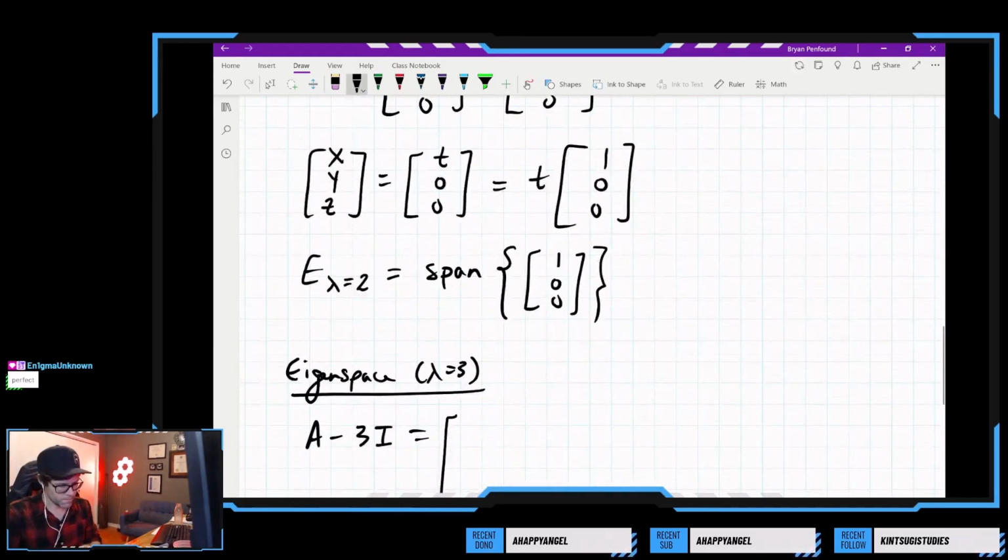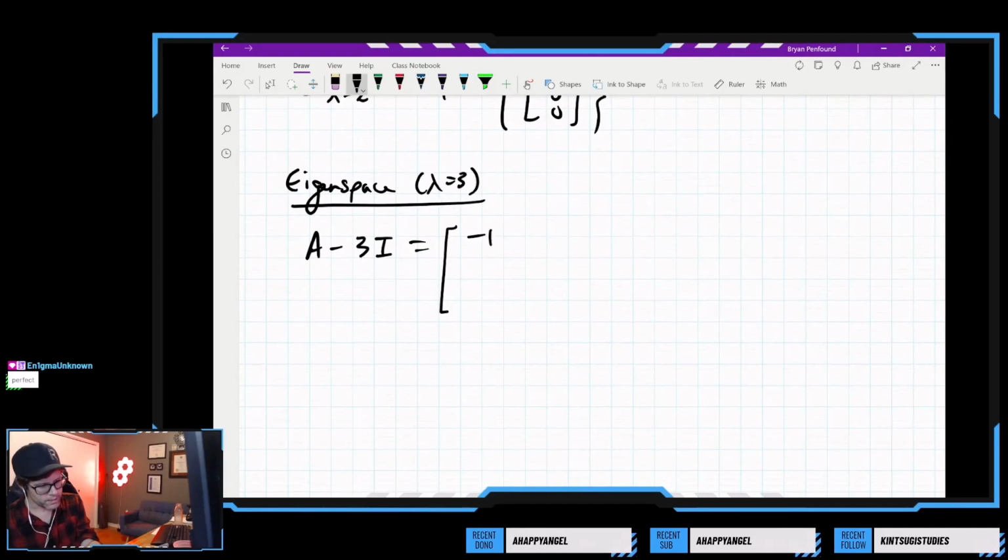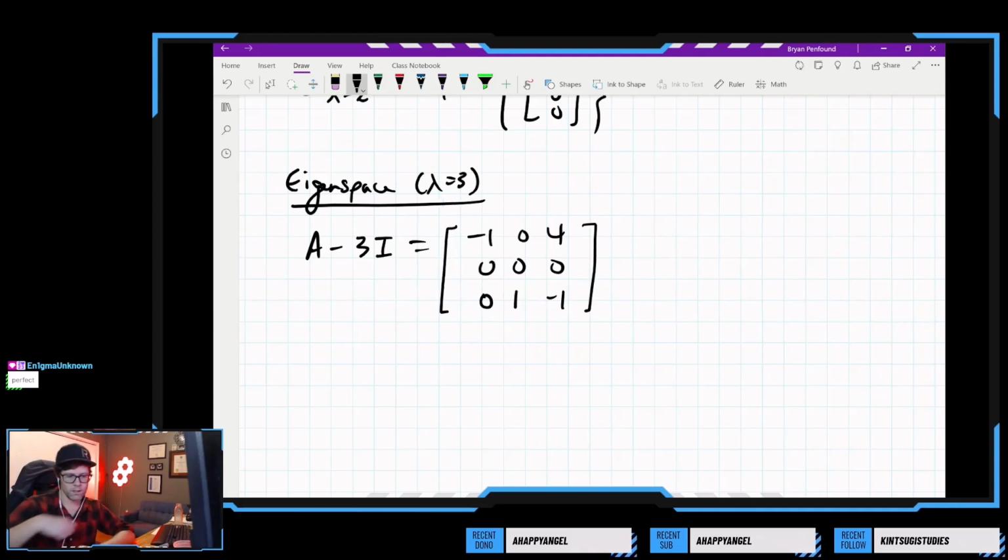Okay. So I think it's negative 1, 0, 4. We get a full row of zeros, and then 0, 1, negative 1 is going to be the other row that I have here. Perfect.